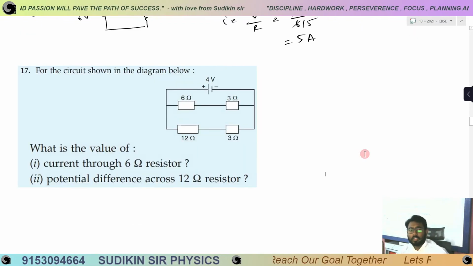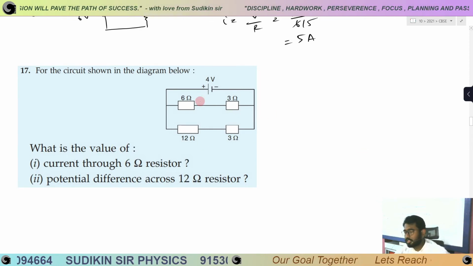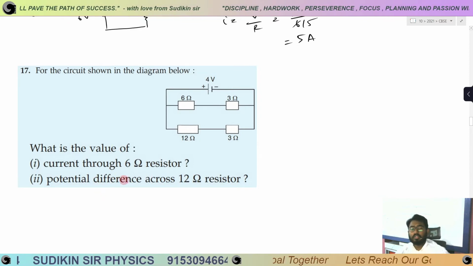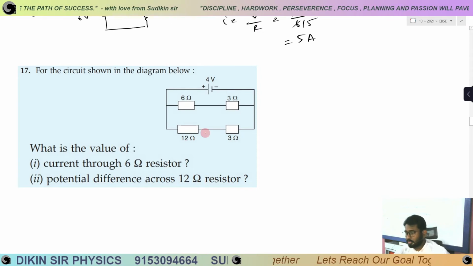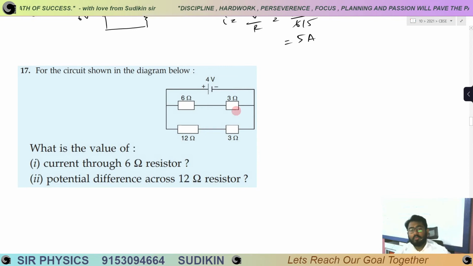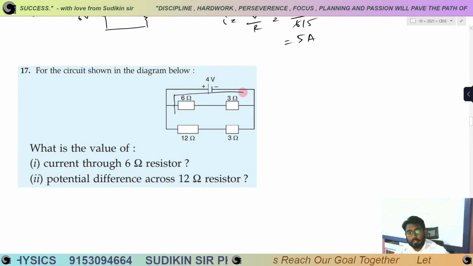For the circuit shown in the diagram below, see, we have a lot of resistances here, right? They are asking about the current through 6 ohm resistor and the potential difference across 12 ohm resistor. Okay. Now let us do it one by one. First we will find out the equivalent resistance. Tell me, are they in series or in parallel?